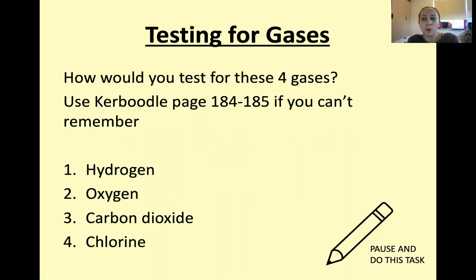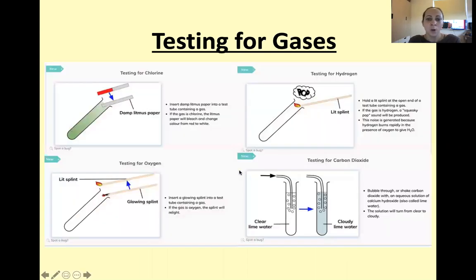I want you to pause the video and have a think about how you would test for these gases. Right, let's check your notes then. Hopefully you've identified that to test for chlorine, we need some litmus paper. It needs to be slightly damp and you put it into where you think the gas is and it should bleach, so it will go kind of a white colour.